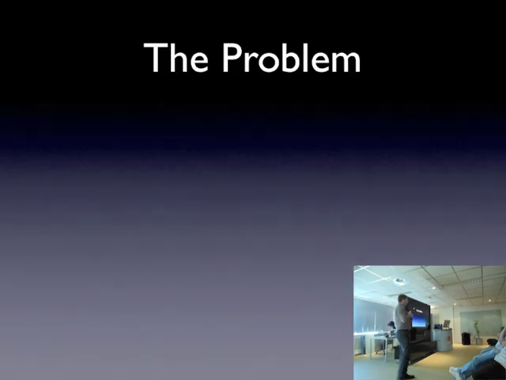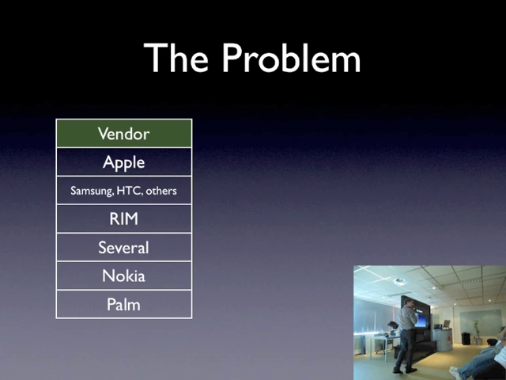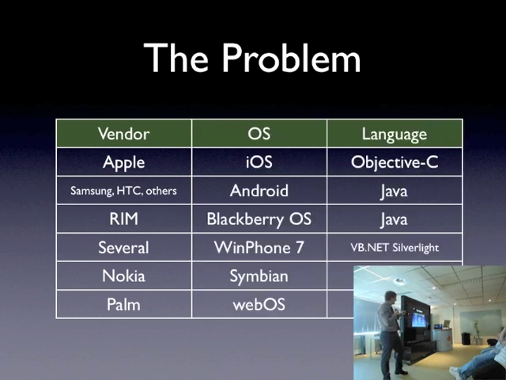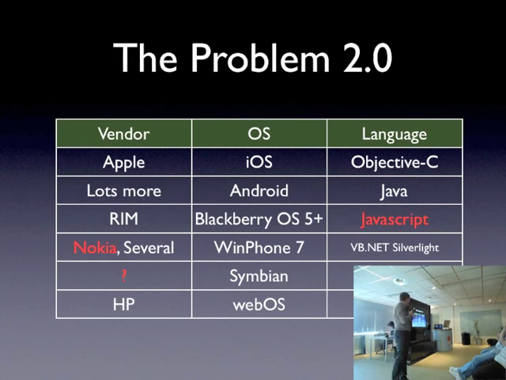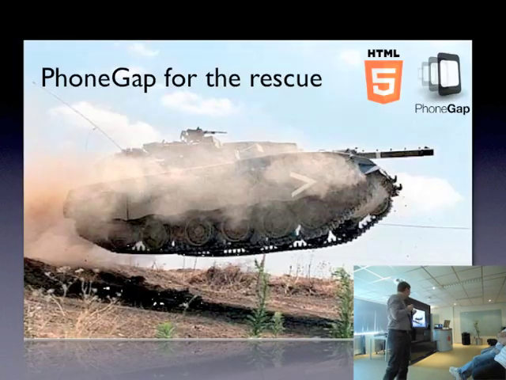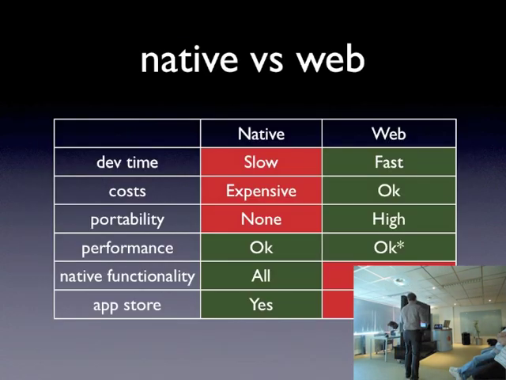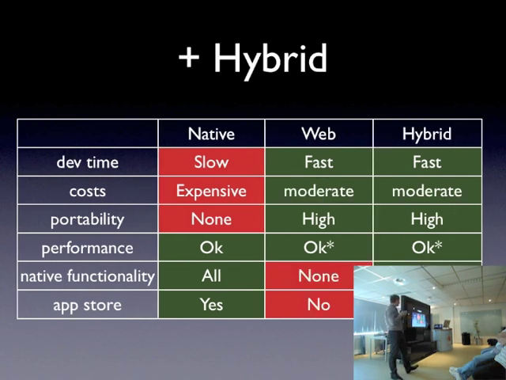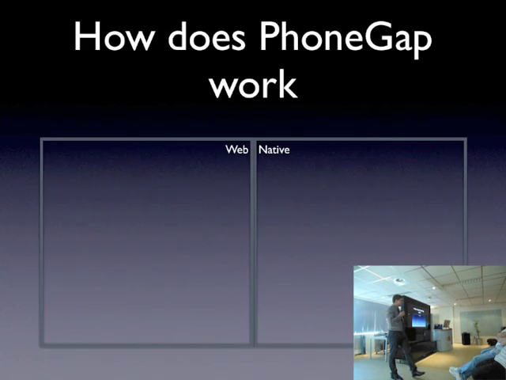But let's take a look first. I understand what you're saying. Thank you. Well, the problem is we have all those different APIs. And this is going to change in the future. We're not having like Windows with 90% share. So we have all those different APIs. We have to deal with them. And we need some way to leverage the web. And PhoneGap is exactly about that. If you combine native and web, you get the hybrid approach. We can do anything. So let's take a look inside how it actually works.